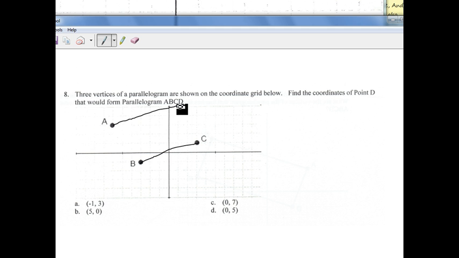Alright? So, can the other point be at -1, 3? No, that would be ridiculous. What about 5, 0? Nope, equally ridiculous. 0, 7 or 0, 5? Well, they're putting it here either at 5 or up here at 7. So should it go through there more, or should it go through here more?